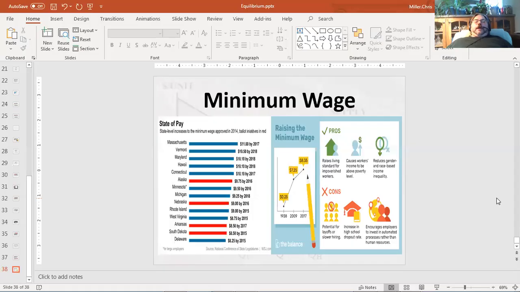So artificial constraints not only prevent the market from achieving equilibrium, the second and third order effects are often worse than the problem that the price floor or price ceiling was designed to correct. Keep that in mind as you're going through the worksheet.